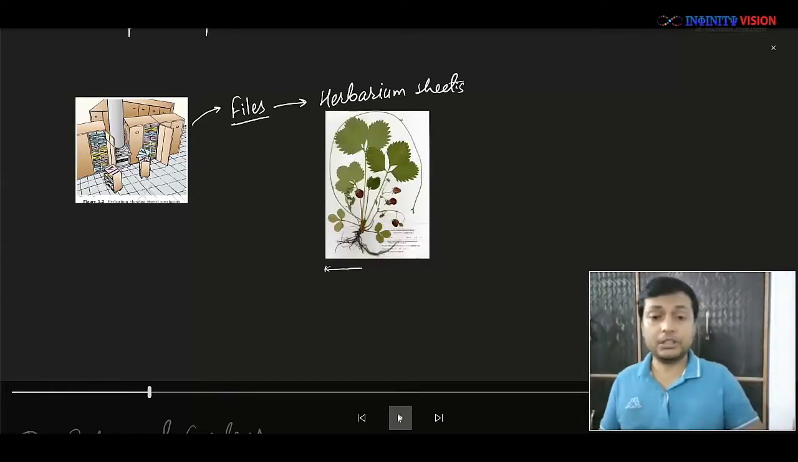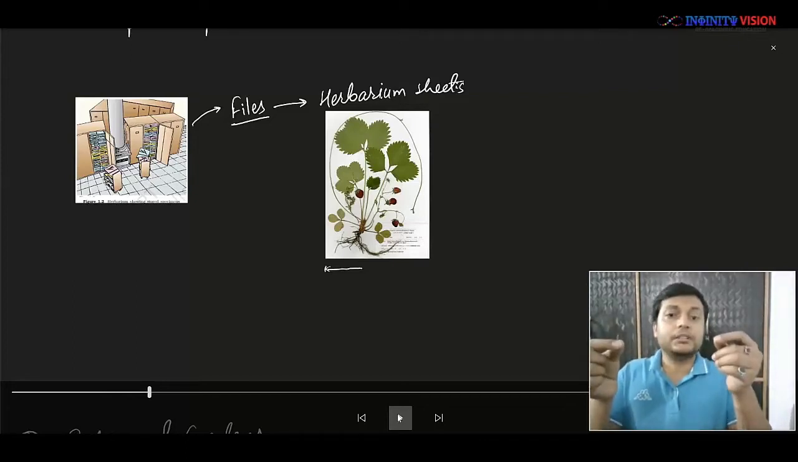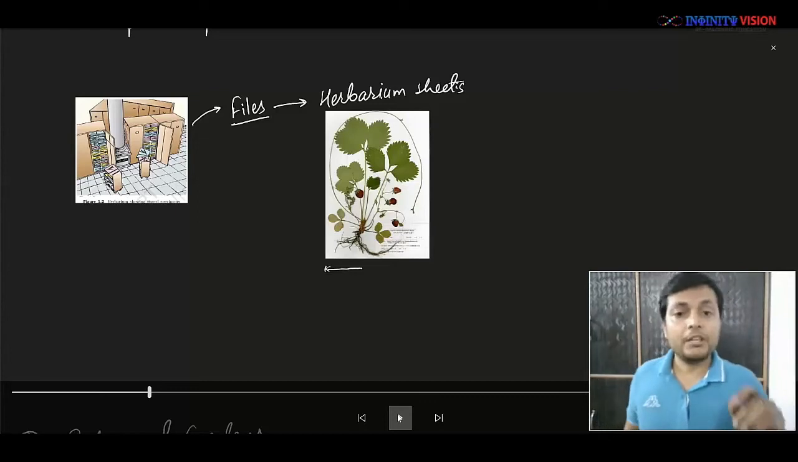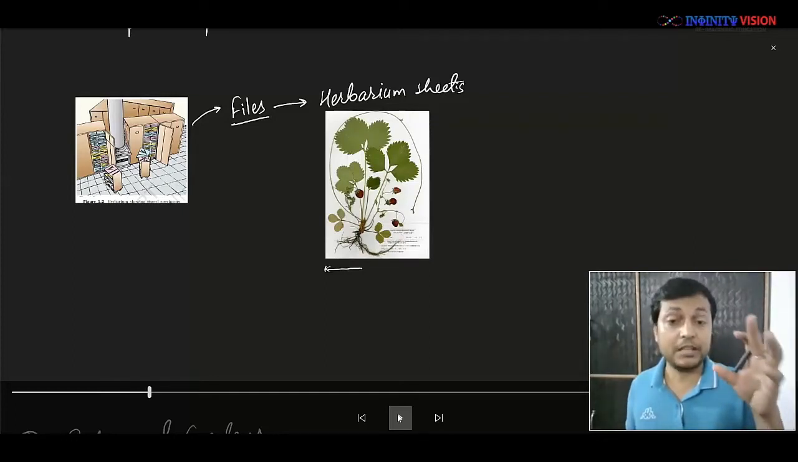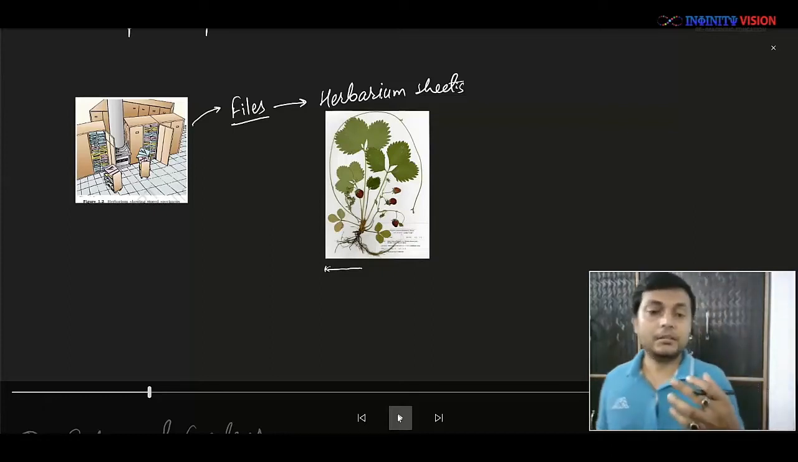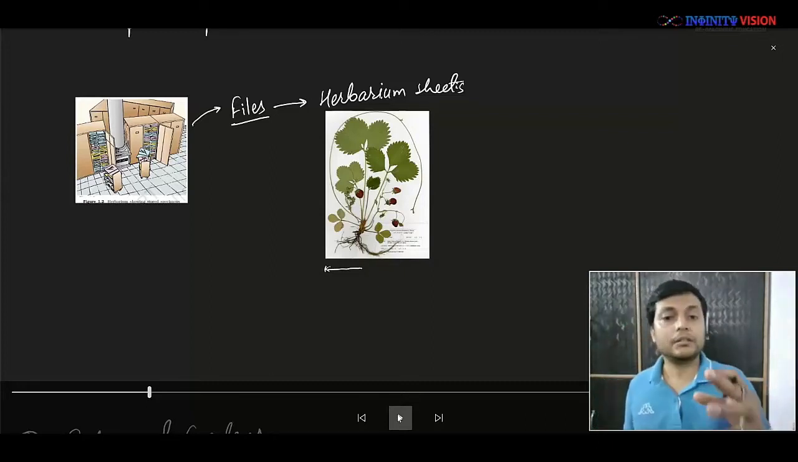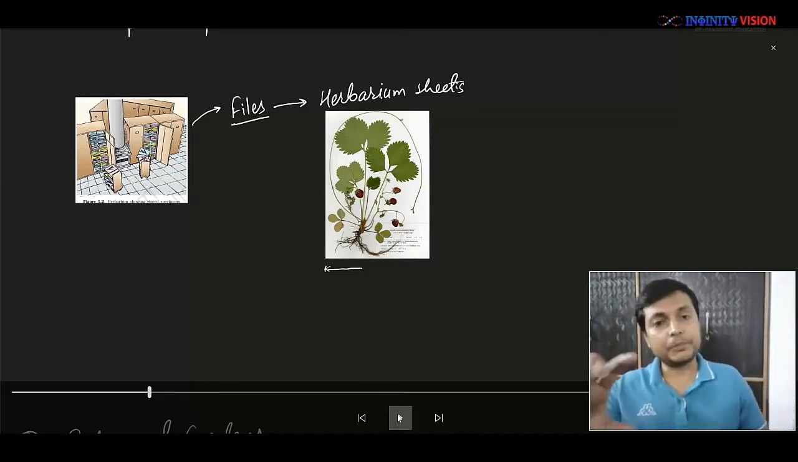So how does this herbarium sheet look? Let's see. This is a particular sheet, one of the herbarium sheets. If you see this herbarium sheet, it has a dried, pressed, and preserved plant part, an actual plant part or plant specimen. In this particular case, it is a herb. Which herb? It is a strawberry herb. A strawberry is not a tree, it is a herbaceous plant. So what you are seeing here is a specimen of the strawberry plant. So this is a particular herbarium sheet.